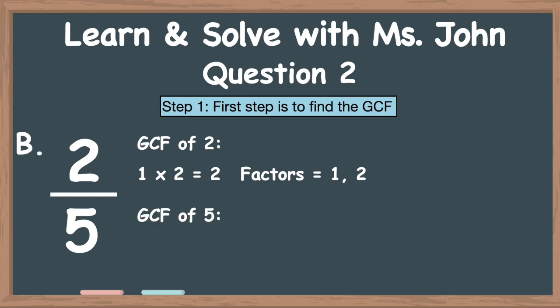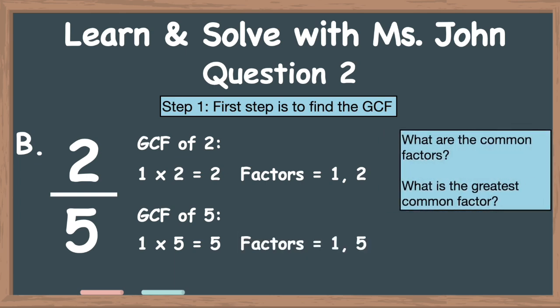Now we're going to find the factors of 5. So what times what equals 5? 1 times 5 equals 5. Then you can think, does 2 times something equal 5? Not at all. So we can conclude that only 1 times 5 equals 5. So the factors of 5 are 1 and 5.